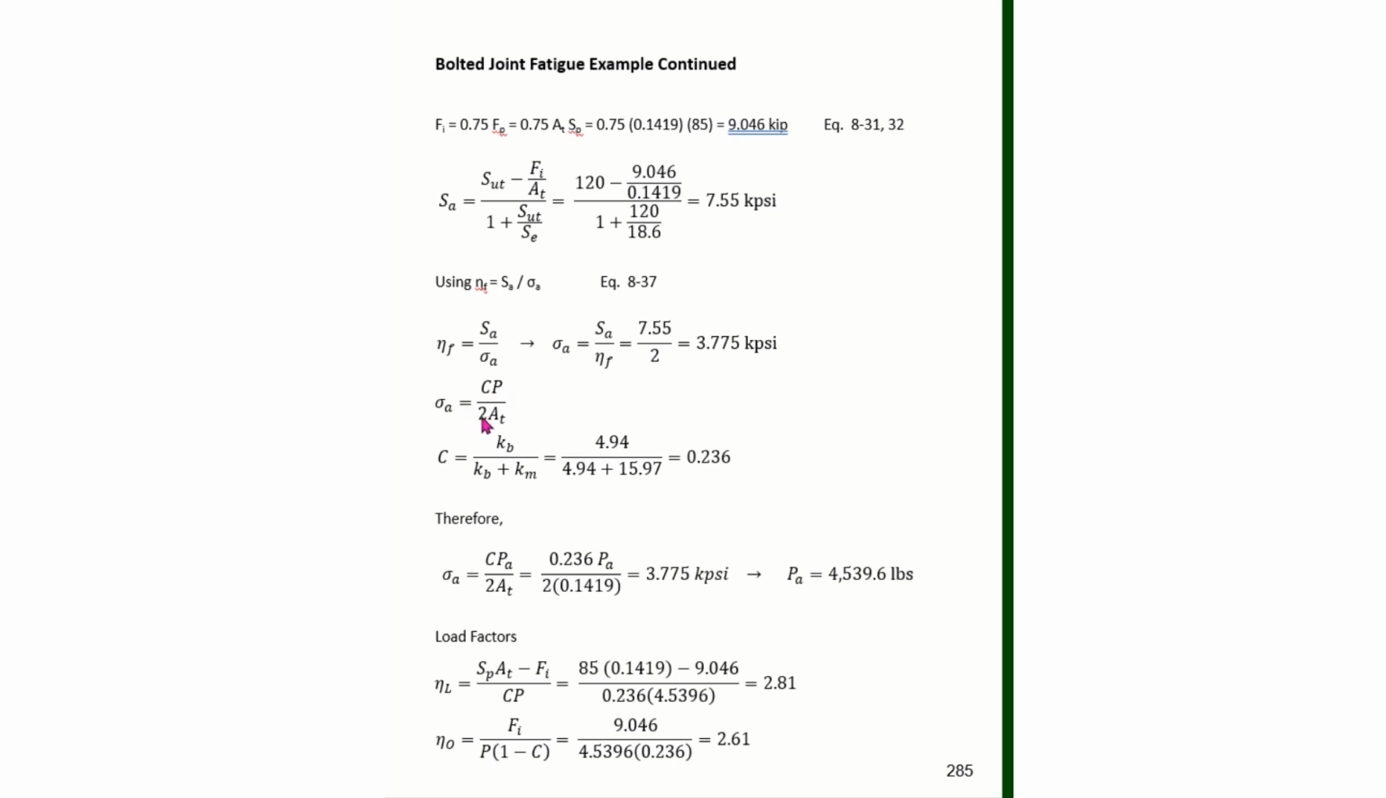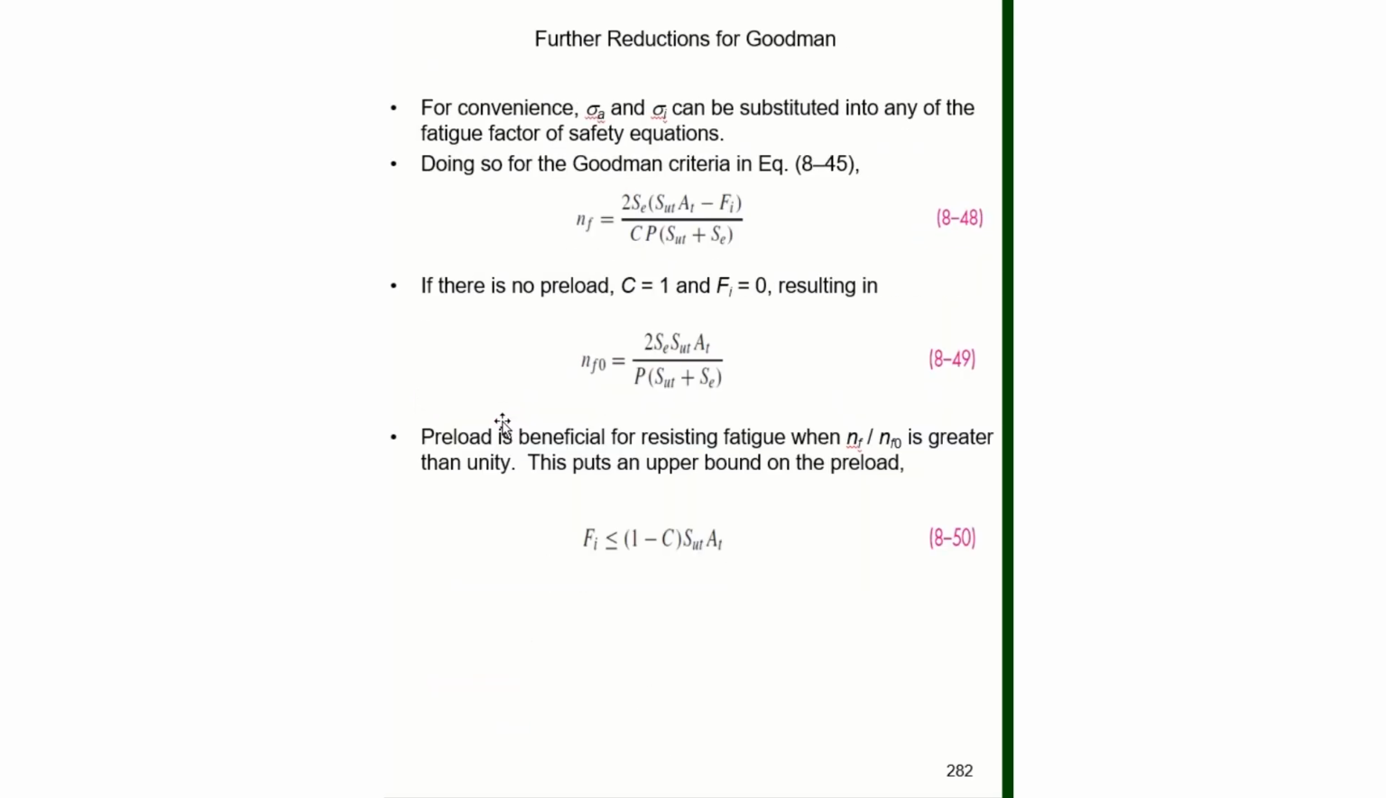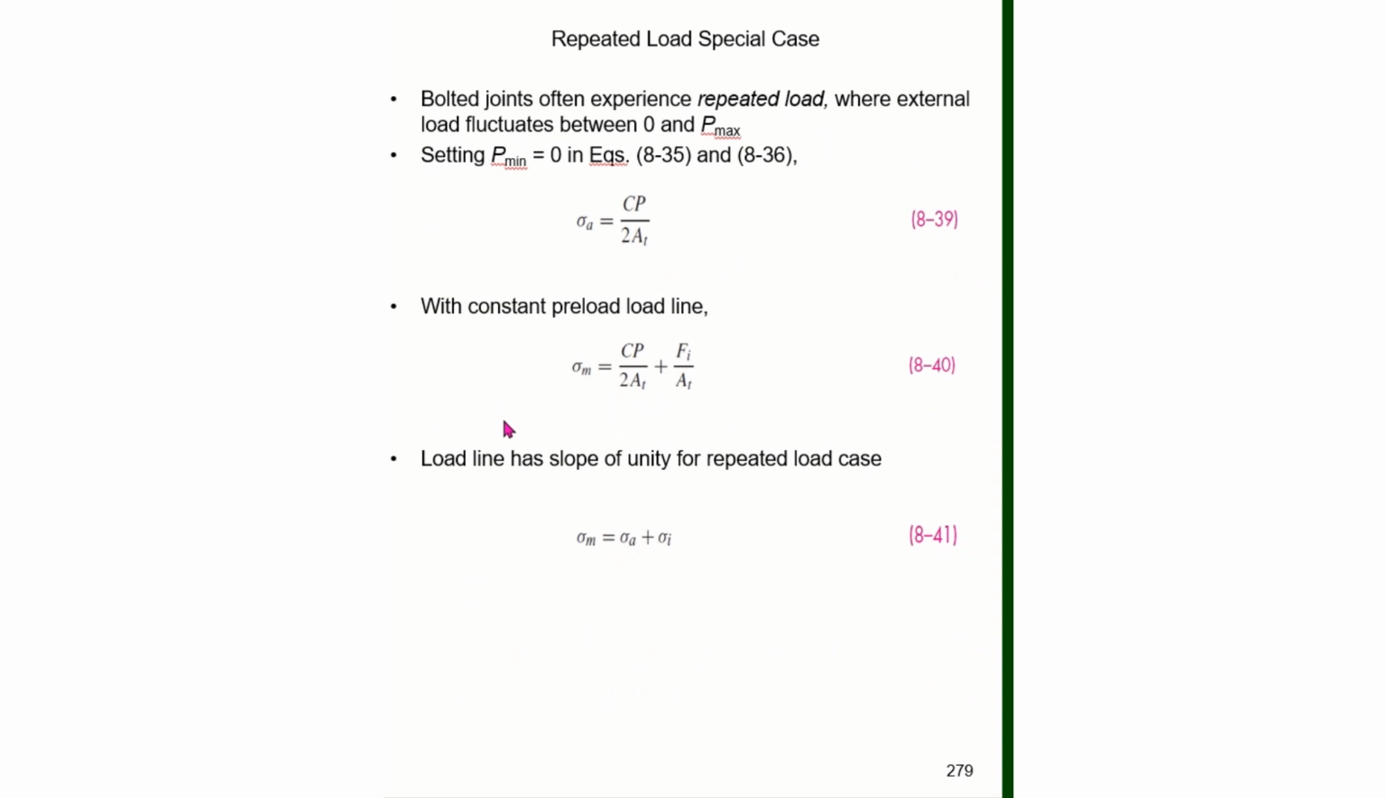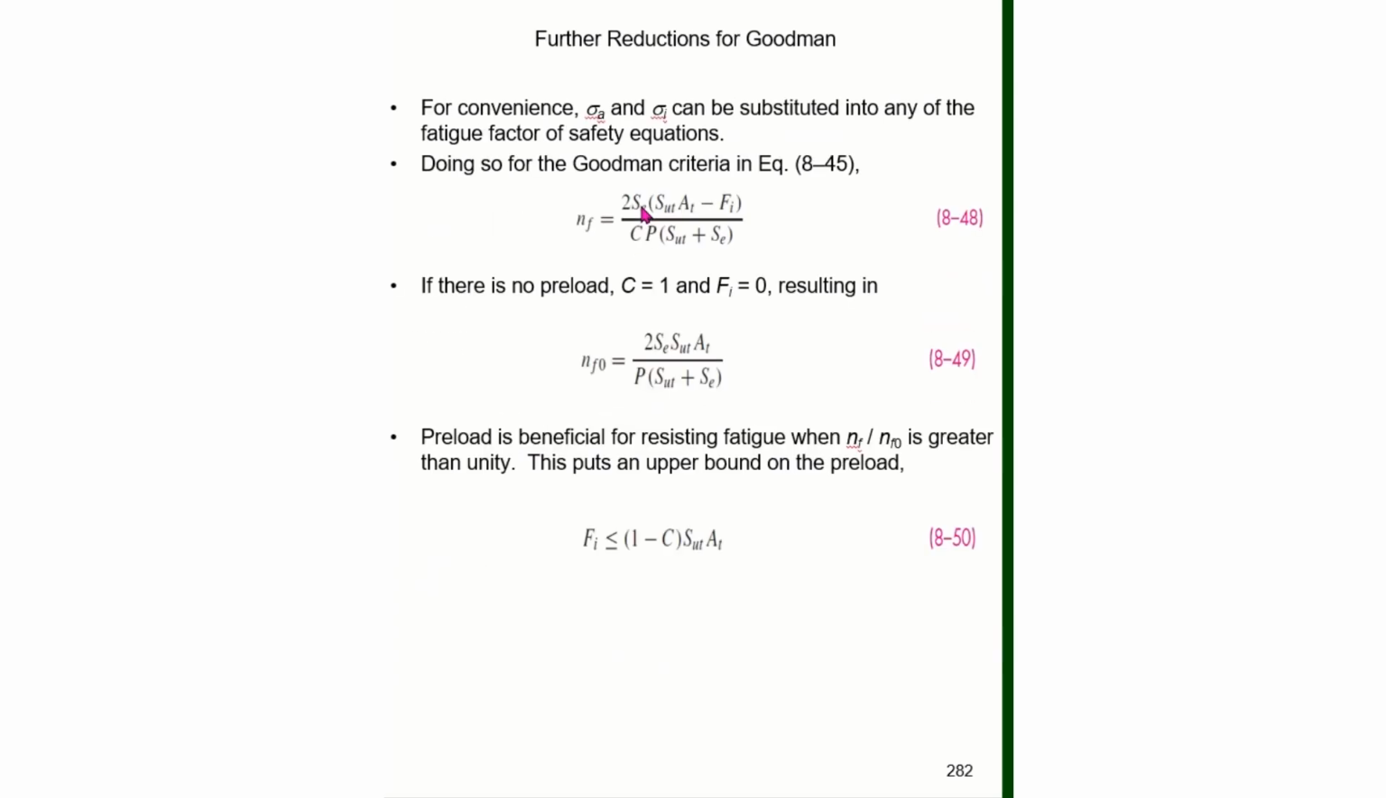Now I can use this expression here for the 0 to P max case. And this expression for sigma A comes from back here on equation 8-39, page 279 in the note packet, where we are alternating between 0 and a P max. Now I can take this expression and solve for the P.